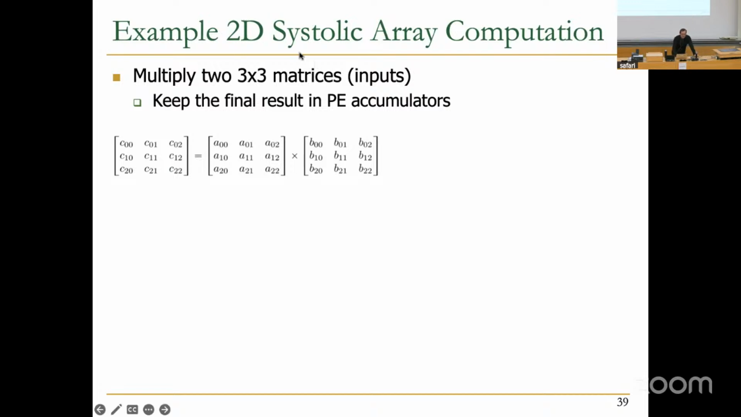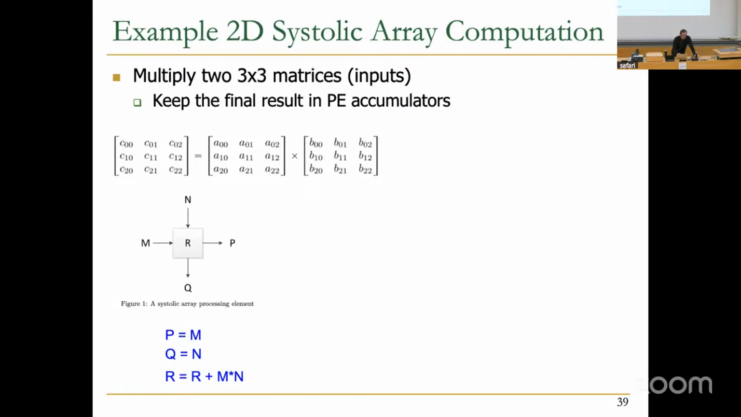If you want to multiply two 3x3 matrices, matrix multiplication is you take this row, take a dot product with the first column, and store it in C00. You take this row, take a dot product with the second column, that's 0, 1. This row with the third column, that's 0, 2. Okay, hopefully you know that.